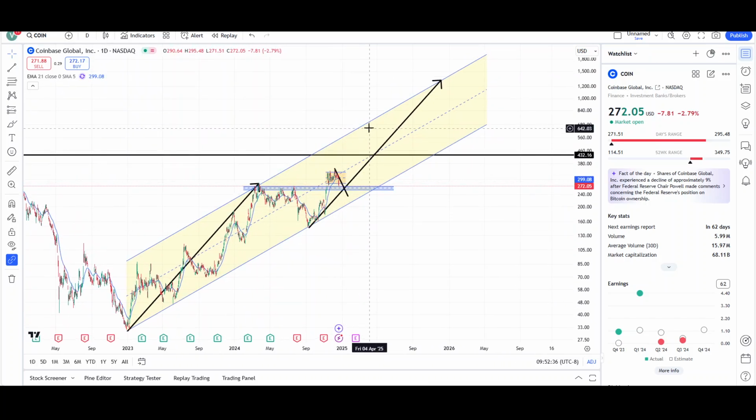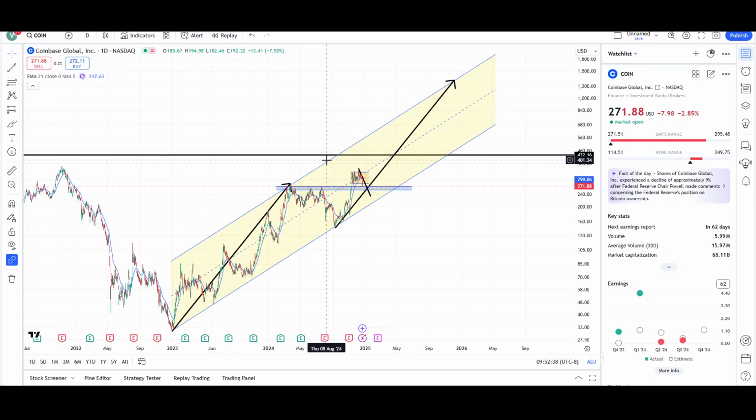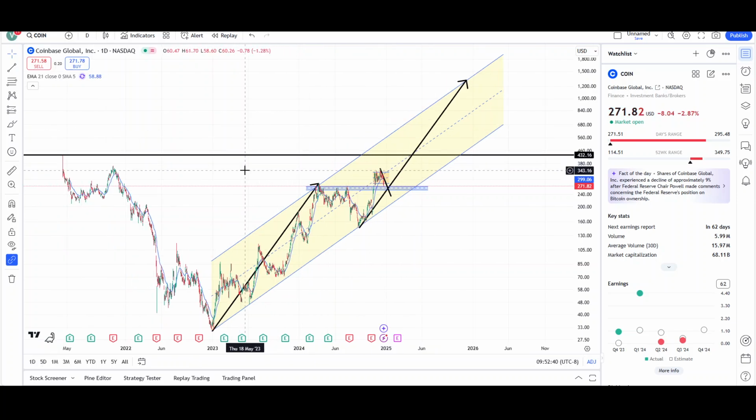We have definitely still room to the upper side of the channel. We have room to the all-time high. Looks like we have room to the measure move target as well towards that $1,300 level. So it looks like price is finding a resistance from this prior peak right about there.